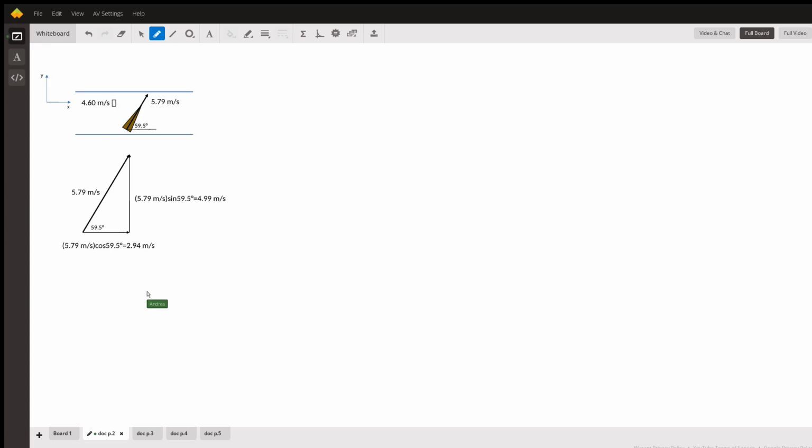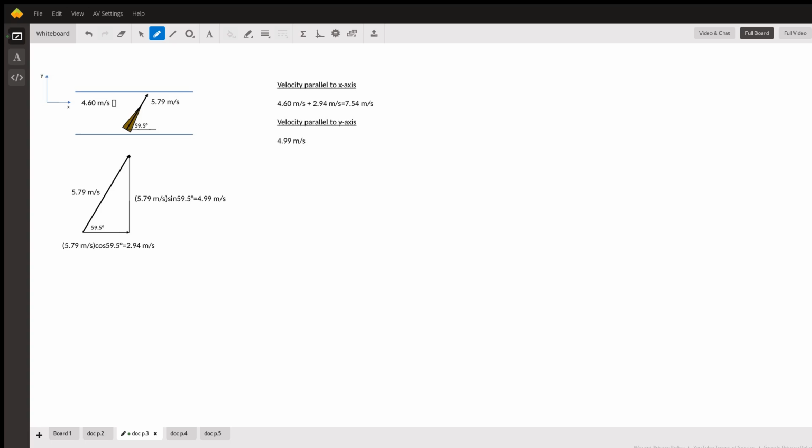Now that you have that, that allows you to take the total velocity in the x direction, both the 4.60 meters per second from the flow of the river, and also the 2.94 meters per second from the rowers in the boat. And with both of those working together, you end up with a total of 7.54 meters per second for the magnitude of velocity in the x direction. And then for the magnitude of velocity in the y direction, the flow of the river isn't contributing anything to that. So you're only going to have the 4.99 meters per second resulting from the rowers in the boat.